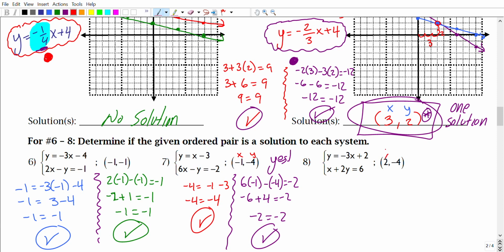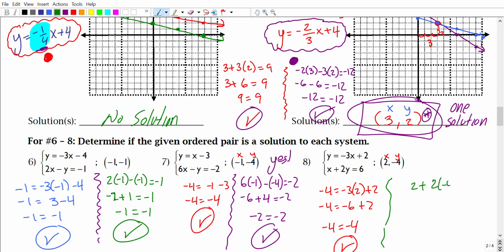I'm going to substitute in my new x and my y into both of these equations. So I get -4 equals -3 times 2 plus 2. Get -6 plus 2. Okay, this one checked out. -4 is equal to -4. All right, let's try out the other one. I get 2 plus 2 times -4 equals 6. I get 2 minus 8 equals positive 6. So this is -6 equals 6.